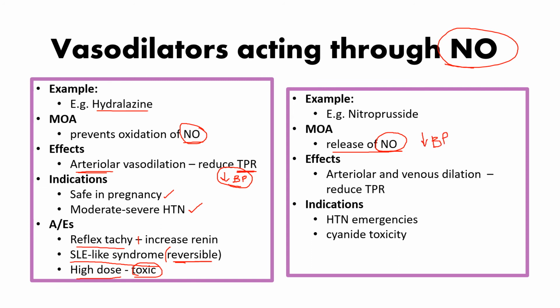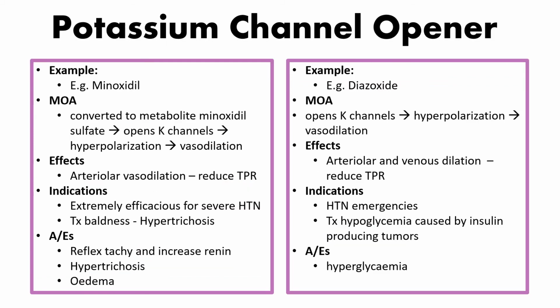Okay, so in contrast with hydralazine, nitroprusside has an effect on the arterioles and the veins. So they promote arteriolar and venous dilation. They are indicated for hypertensive emergencies, given as IV infusion. And cyanide toxicity is one of the adverse effects if given at high doses. Okay, so the third and final way that vasodilators can work is by facilitating the opening of potassium channels and therefore leading to hyperpolarization and therefore vasodilation.